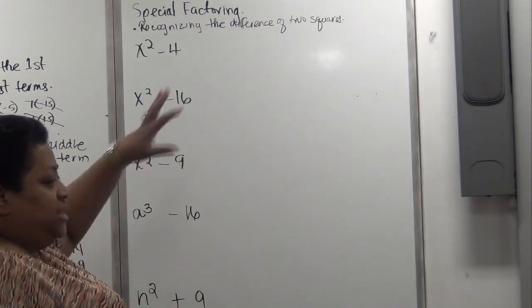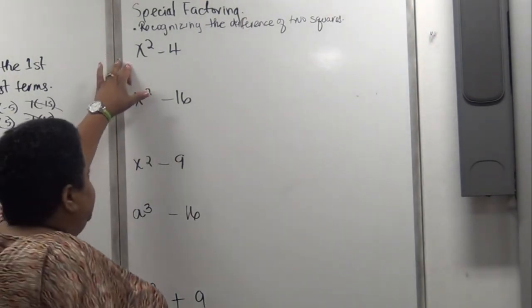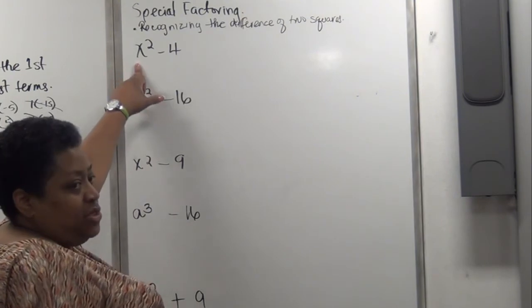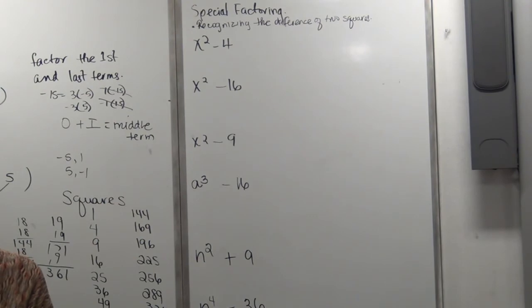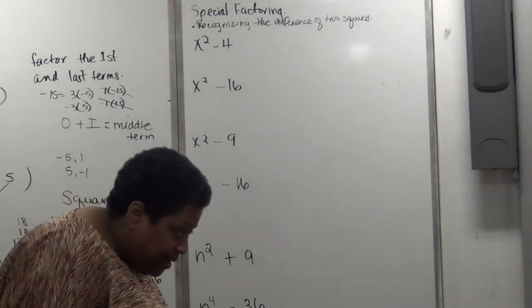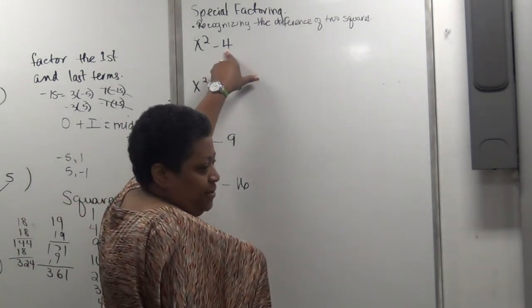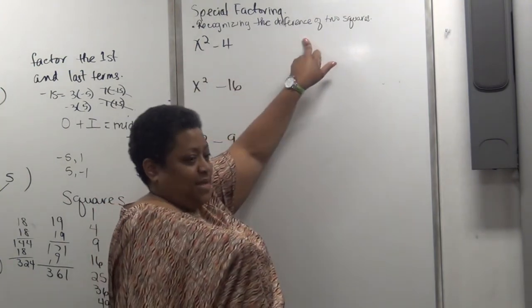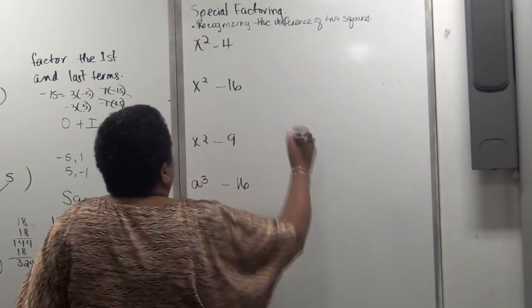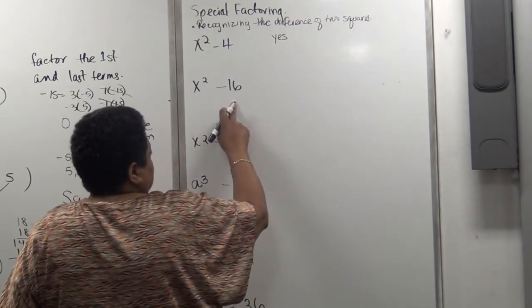So first thing we're going to do is let's recognize. Is this the difference between two squares? Is x squared a perfect square? Yes, it is, because it's an even number. Okay. What about that? Yes. Both of these are squares, and they're separated by a minus sign. So this is a yes.